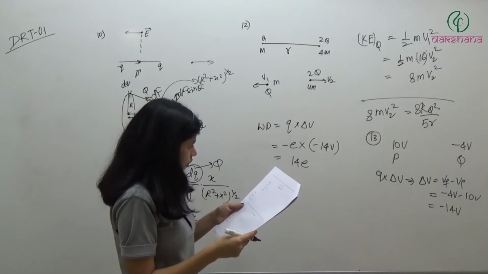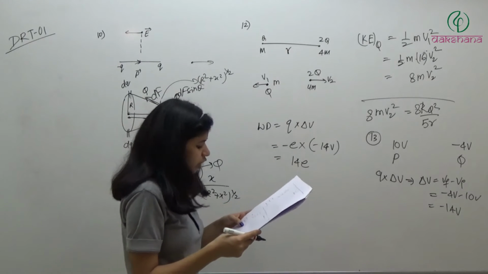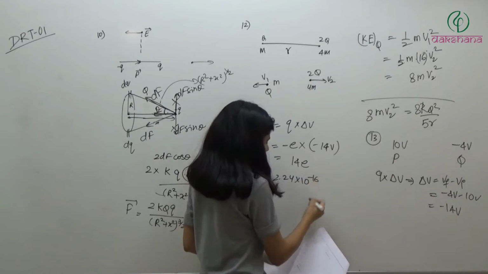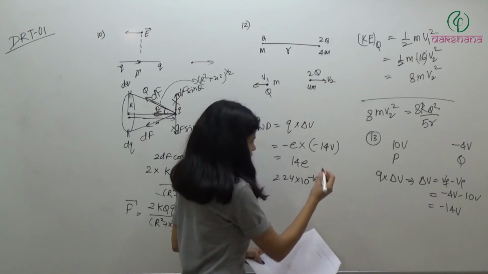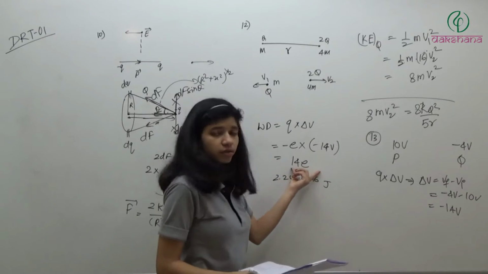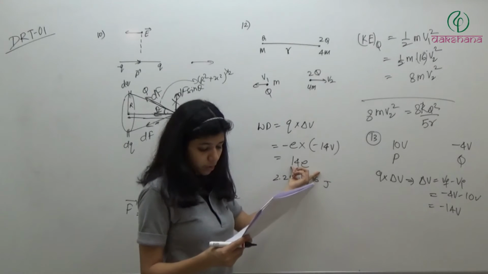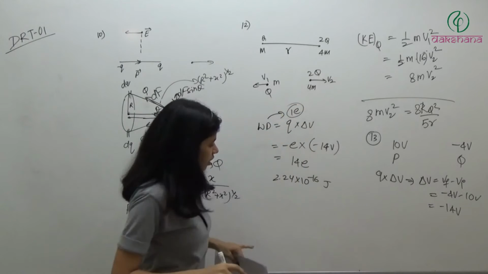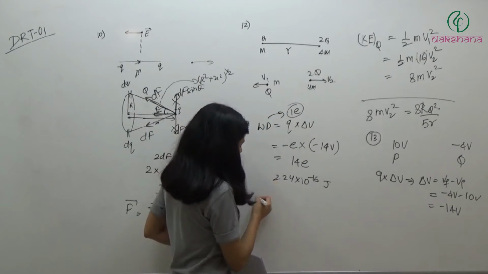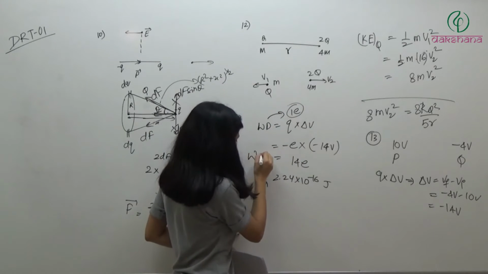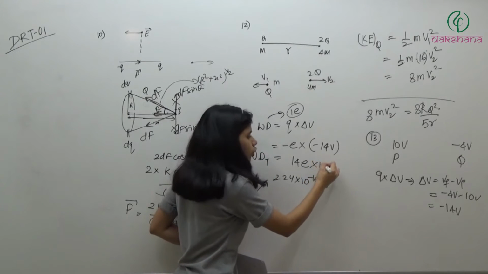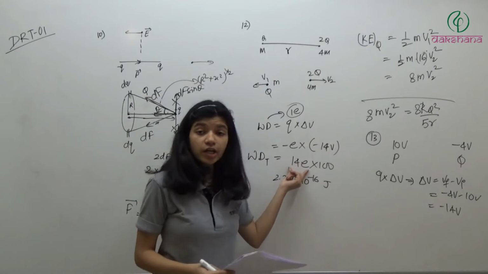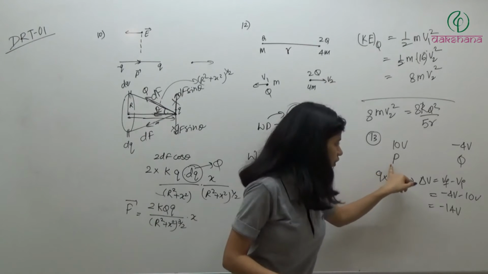It will be 14e, and when you solve it, you will get 2.24 into 10 to the power minus 16 joule, right? So 14e, you solve this. Okay, so this is the work done in carrying one electron. If you do it for 100 electrons, the total work done will be equal to 14e into 100, right? This was one thing that was being missed. So 14e is the work done to carry one electron from here to here.